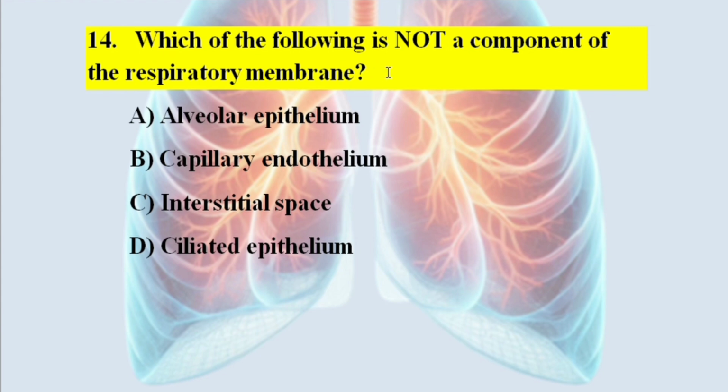Which of the following is not a component of the respiratory membrane? Alpha, alveolar epithelium, beta, capillary endothelium, Charlie, interstitial space, delta, ciliated epithelium. So here the right option is delta, ciliated epithelium.